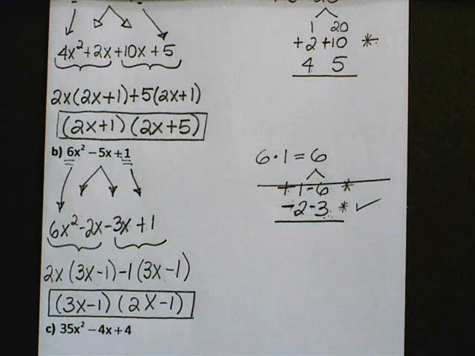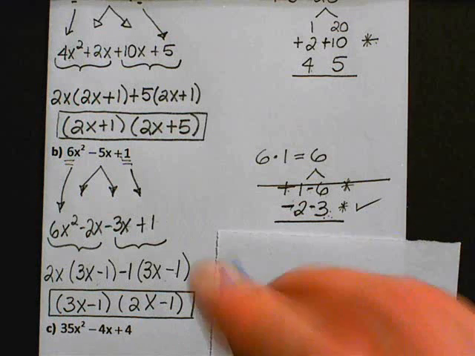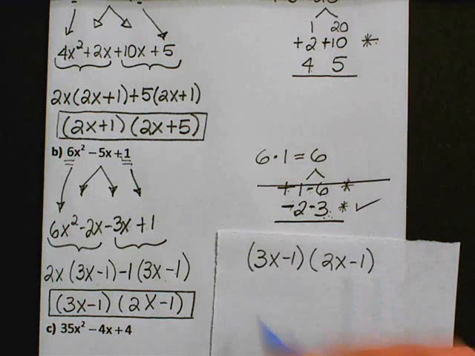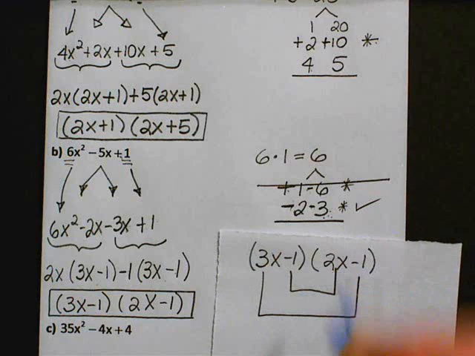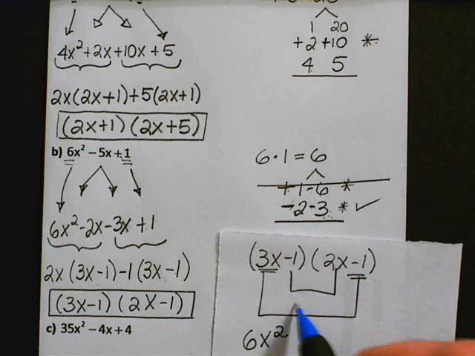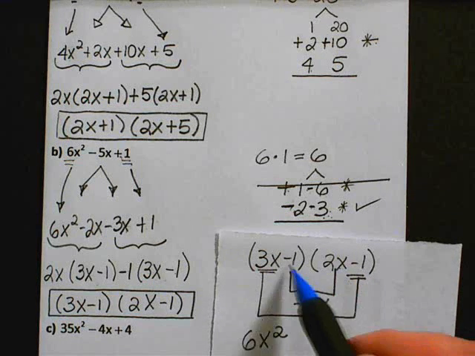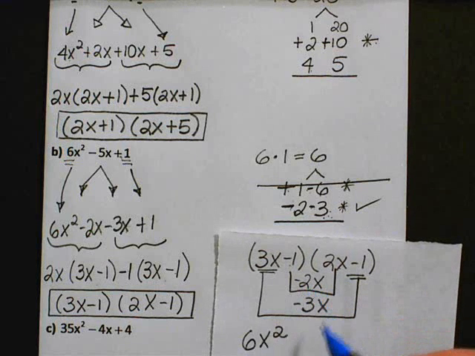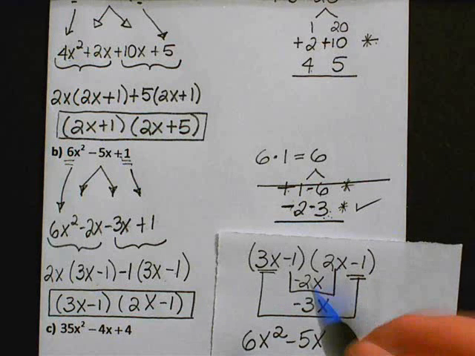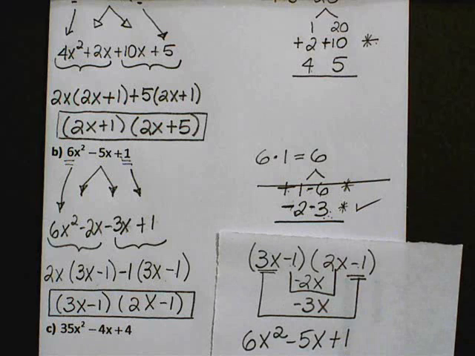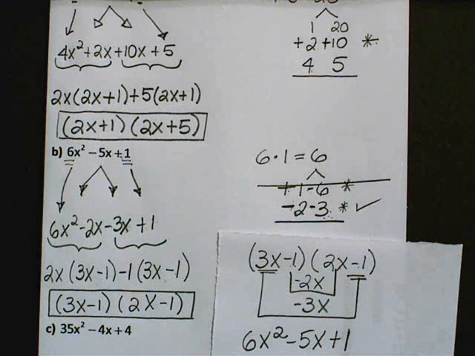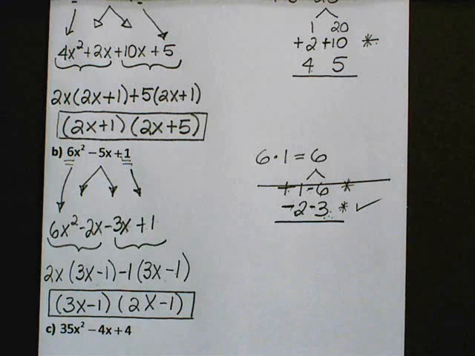Alright, let's bring a scratch paper here and just verify that this answer is correct by applying FOIL like we did on the last problem. So we draw our boxes, and the first times the first gives us 6x squared. The outer ones give us negative 3x, so we write that on the outer box. The inner ones give us negative 2x, so we write that in the inner box. We combine them to give us our middle term, negative 5x. And negative 1 times negative 1 gives us positive 1. And is that the original problem? And if you notice, yes it is. So that means that the answer is correct. Alright, so let's proceed to the next problem. Letter C.